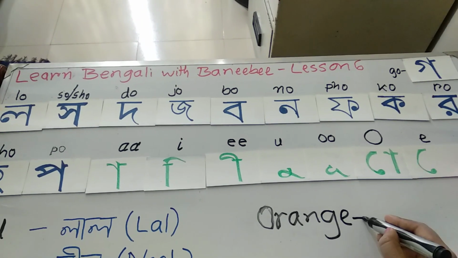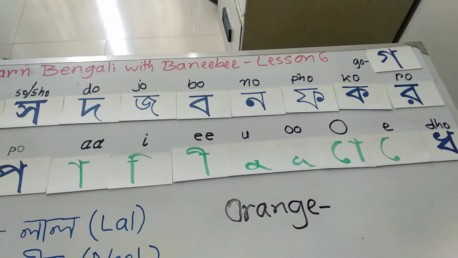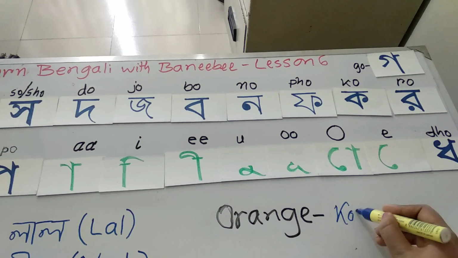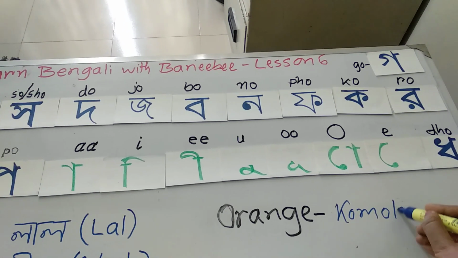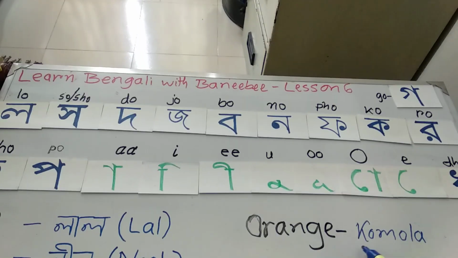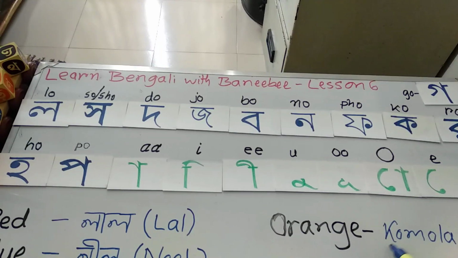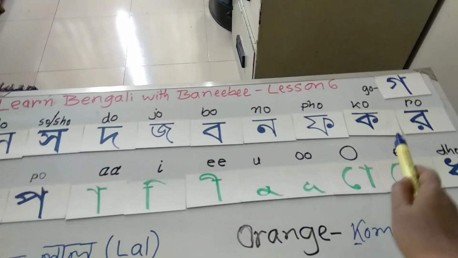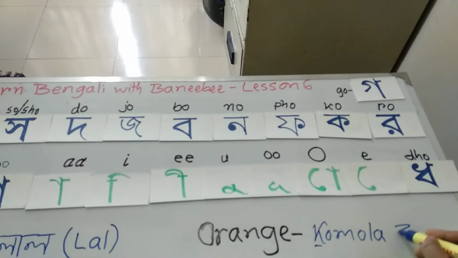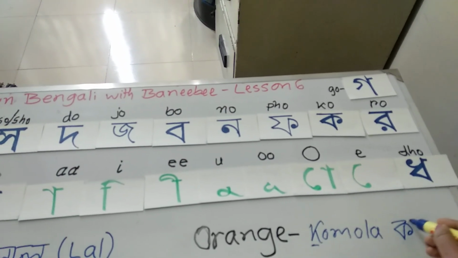Orange. So the Bangla for orange is Komola. Komola, okay? So that means I need Ko for K, right? For this K, I need the Ko sound. This is the Ko sound, okay? So I will write Ko.